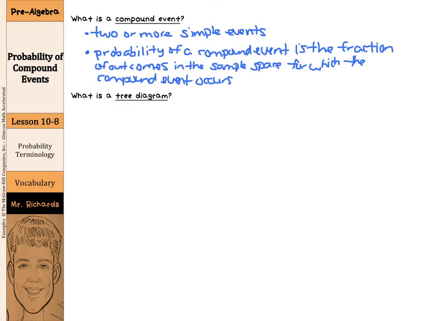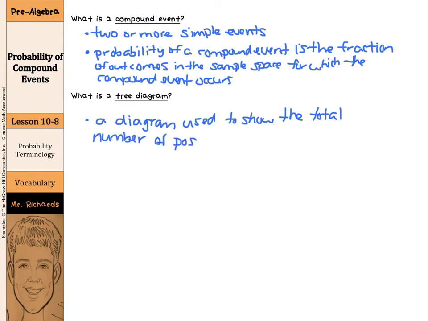Now, a tree diagram can help us in finding the probability of compound events or visualizing compound events. So a tree diagram is a diagram used to show the total number of possible outcomes. And in our first example today, we will be using a tree diagram.